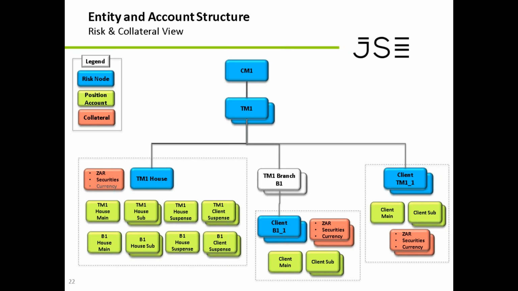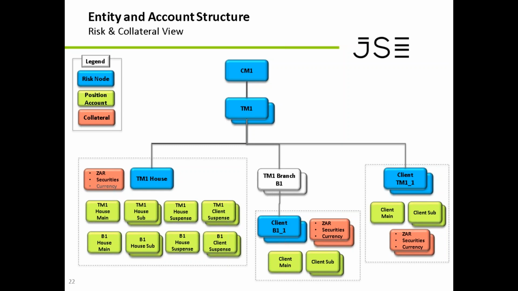And then for the TM house, you'll notice that all the branch position accounts also fall under the TM house account or the TM house risk node, and the risk will all be rolled up to the TM house account. From that point onwards, the risk for the TM house, all the TM's branch clients and the TM's clients will all roll up to the TM's risk node, and then each of the clearing members' trading members' risk will then roll up to the clearing members' risk node.